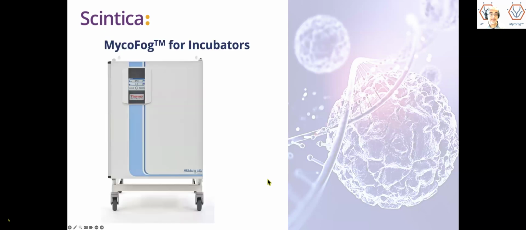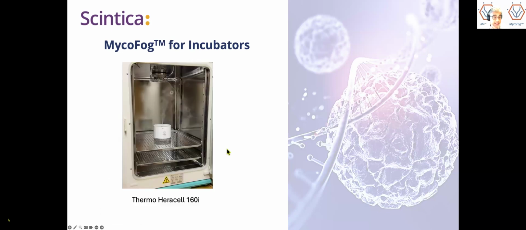So let's just see what kind of target instruments we have our customers using right now. Typically CO2 or trigas incubators. That's our biggest target zone. That's what we've been talking about today. If we open this door, you'll see inside the Heracell 150. There's the fan. There's how the MycoFog looks inside. Just before we close the door, you can still see the plume working there.